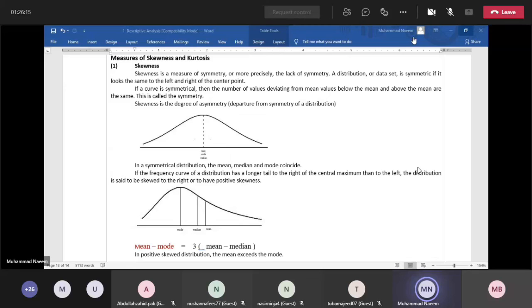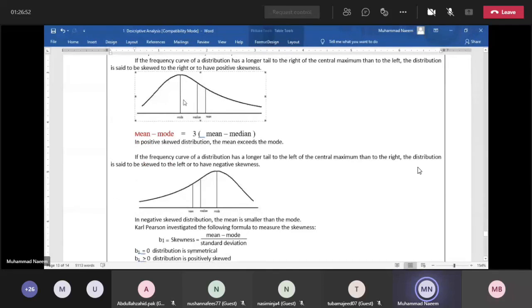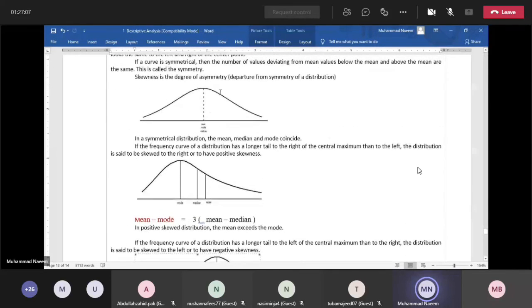Okay, we should continue. In skewness and kurtosis, we discuss the peak and the symmetry. Skewness is the opposite word of symmetry. When the distribution is not symmetrical, it will be skewed, either to the right, like this second diagram, or to the left in this case. So when it is not skewed, it will be symmetrical.